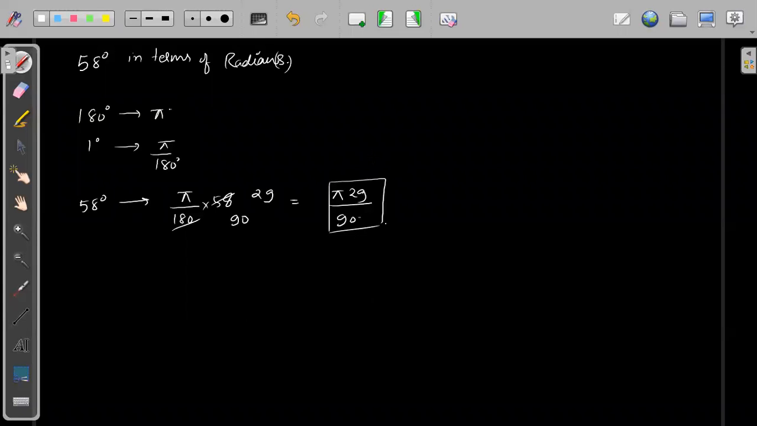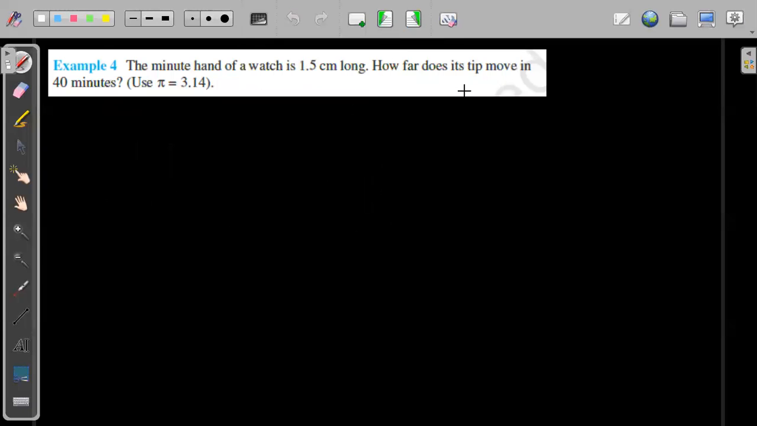No, it depends. You can write it in this form also. You can simplify, write in this form. Anyone is okay. So I hope everybody understood how to convert degrees to radian. This we have already done. Okay, now solve this question.